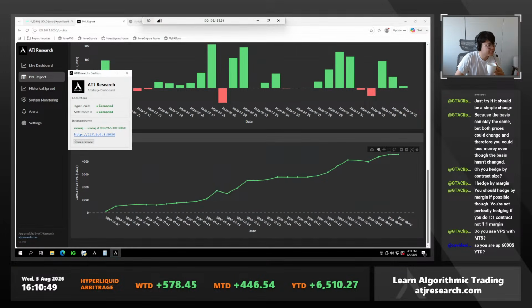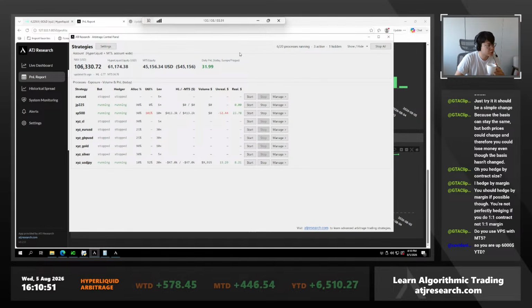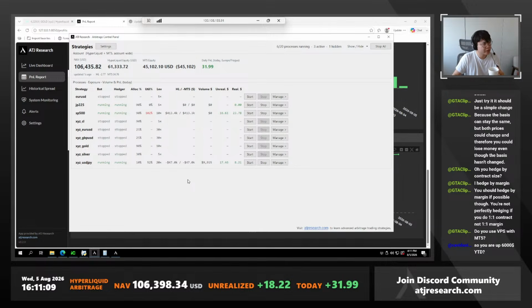I haven't touched it. This control panel is running 24/7 without any changes, right? Maybe once a week I restart the server, because Windows needs to release the memory by restarting on a weekly basis. So I recommend restarting the VPS at least once a week and just starting the strategies that are running.